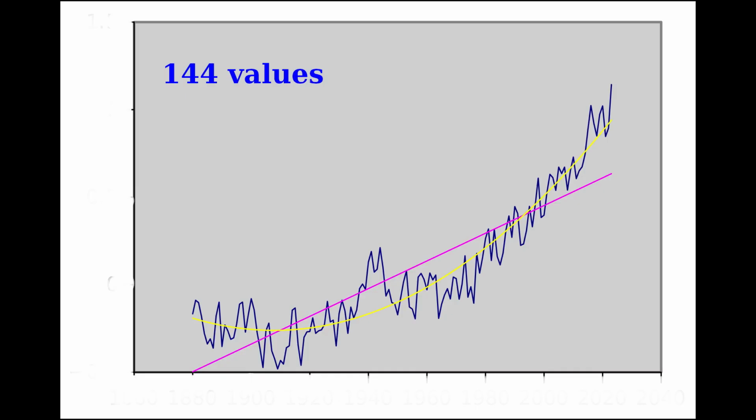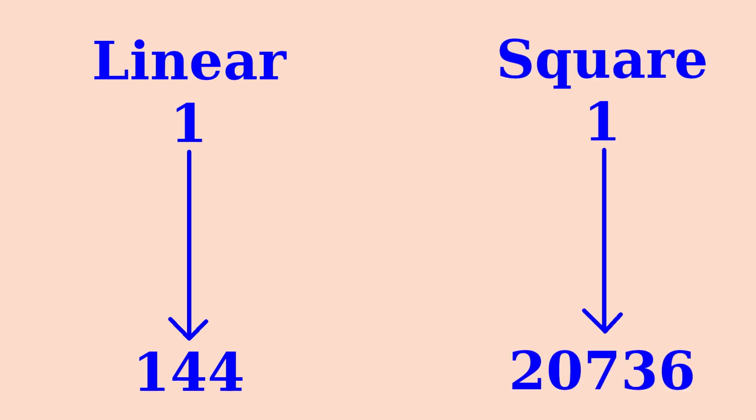Here is a famous data set with 144 values. Here again are the steps to the analysis. First, set up a column with a count from 1 to 144. Next, set up a column with the square of 1 to 144, which ends at 20,736. Use the Correl function to get the correlation coefficients.